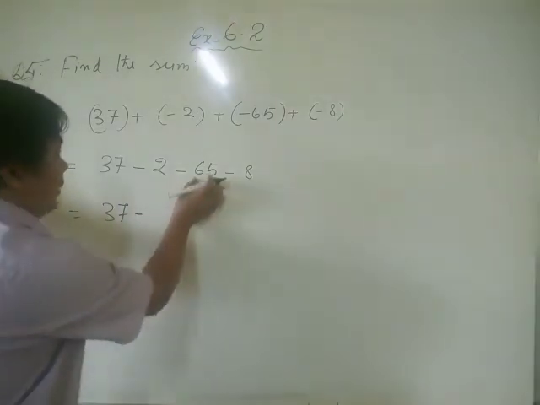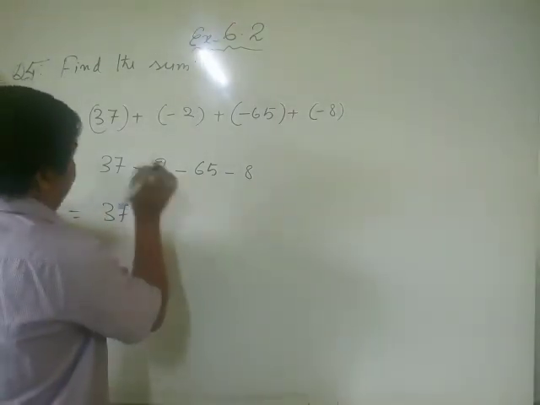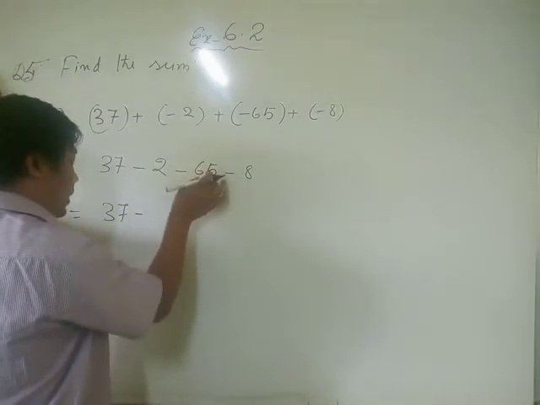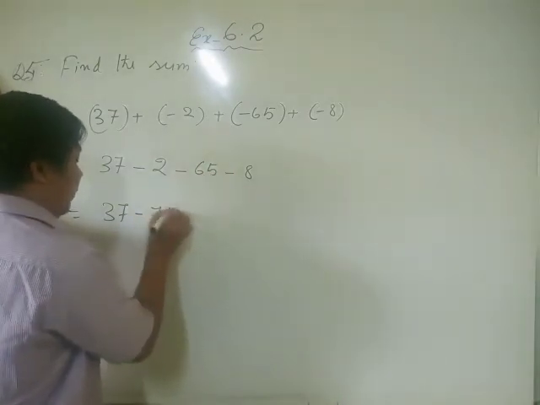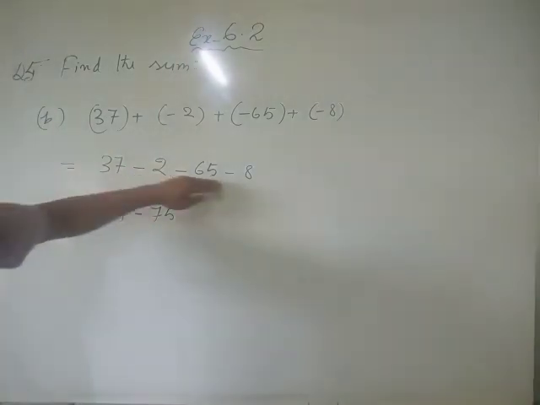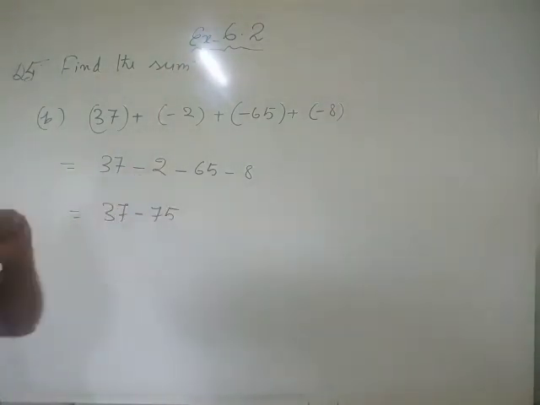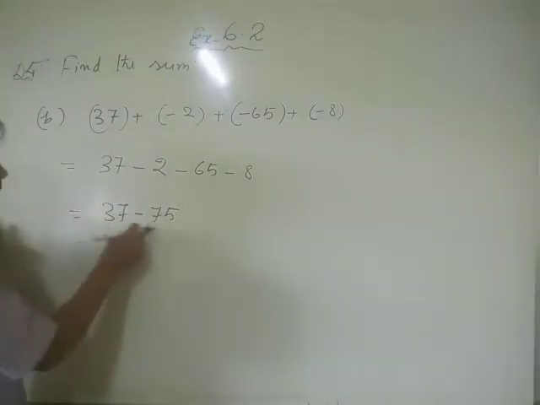Add all this. 65, minus 2, I mean, that will be 8 plus 2, 10. 10 plus 65 is 75. Minus 75. When you add these three negative integers, you get the negative integer 75. Okay. Then plus 37 and 75.